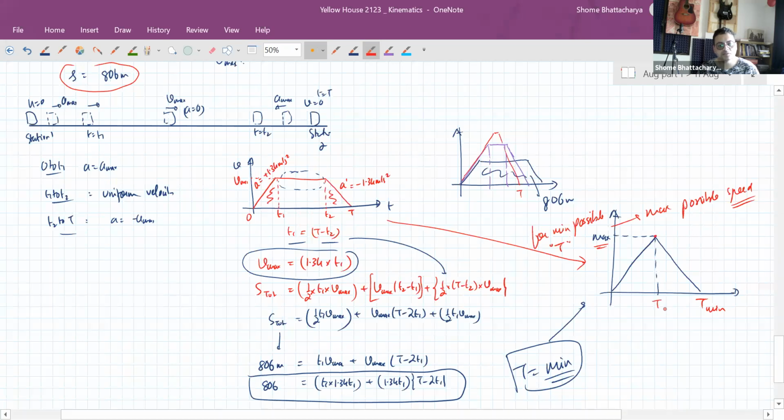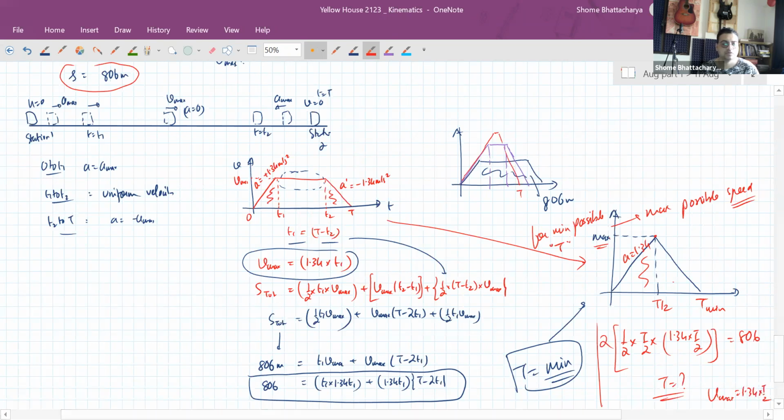Okay. So this is becoming T by 2 and this maximum speed is just double of this area. So half of base into this height, which is 1.34 into T by 2. Double of this area has to be equal to 806. So that's it. That solves the problem for us. That gives us the value of capital T, and from capital T we know this Vmax. Vmax will be 1.34 into T by 2. Okay, so is it clear, Kirti?